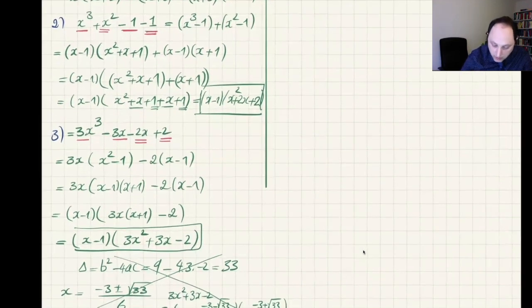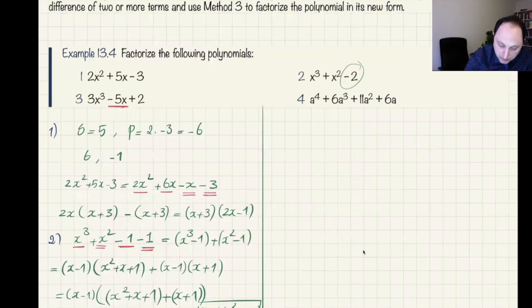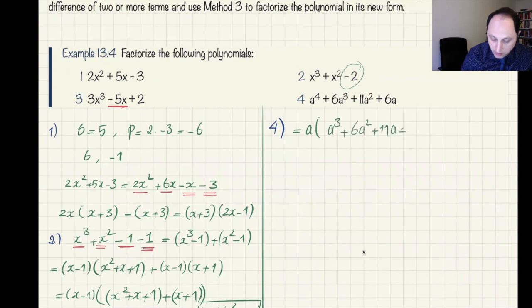Okay, so let me go to the next problem, and the last one, number 4. In number 4, first of all, you see that a is common to all of them. If you remember from the first lecture on factoring polynomials, factoring a out has priority over all other methods, because a is common to all the terms in the polynomial. So I will take this a out. Then I will have a to the 3 plus 6a squared plus 11a plus 6.